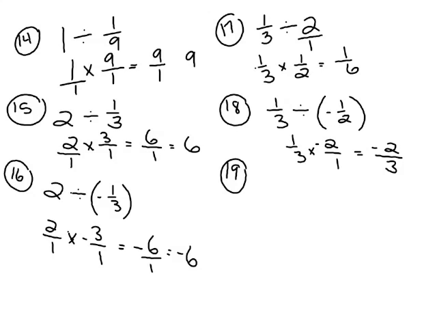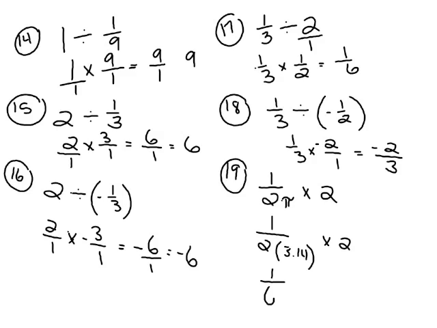Problem 19, 1/2 pi times 2. What do I do with that little pi sign? What's the value for pi? 3.14. So I need to substitute that in. 1 over 2 times 3.14 times 2. So 2 times 3.14, 6.28. Why can't you reduce before you do that?